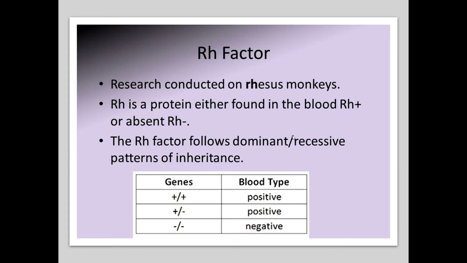So whether you're A, B, or O has no influence on whether you're Rh positive or negative. But this is a typical one gene, two different forms, one dominant, one recessive. It's not multiple alleles, it's not codominant like we saw with the ABO.